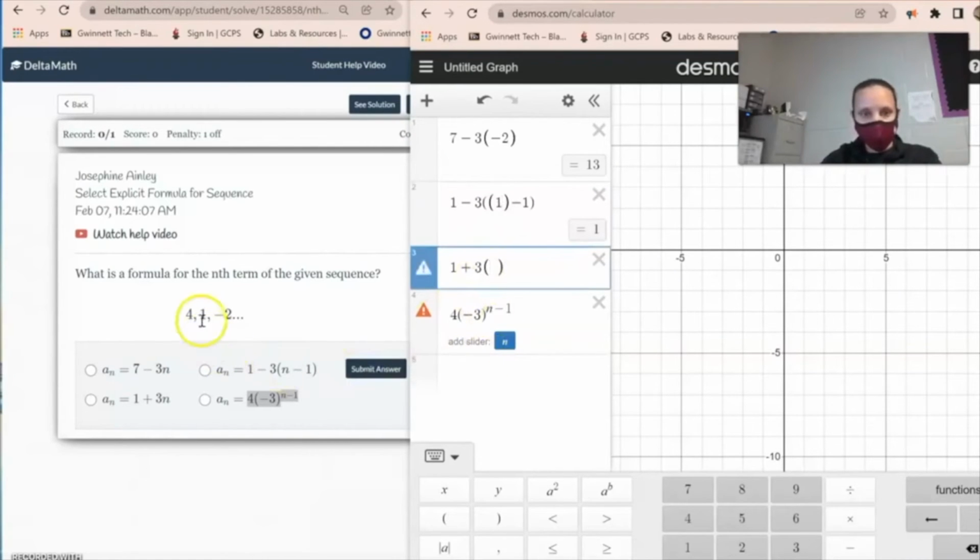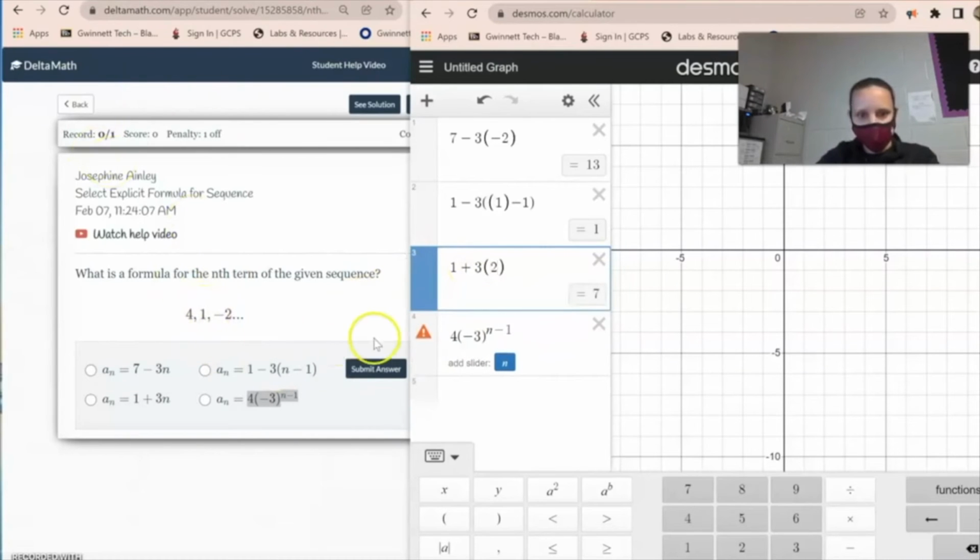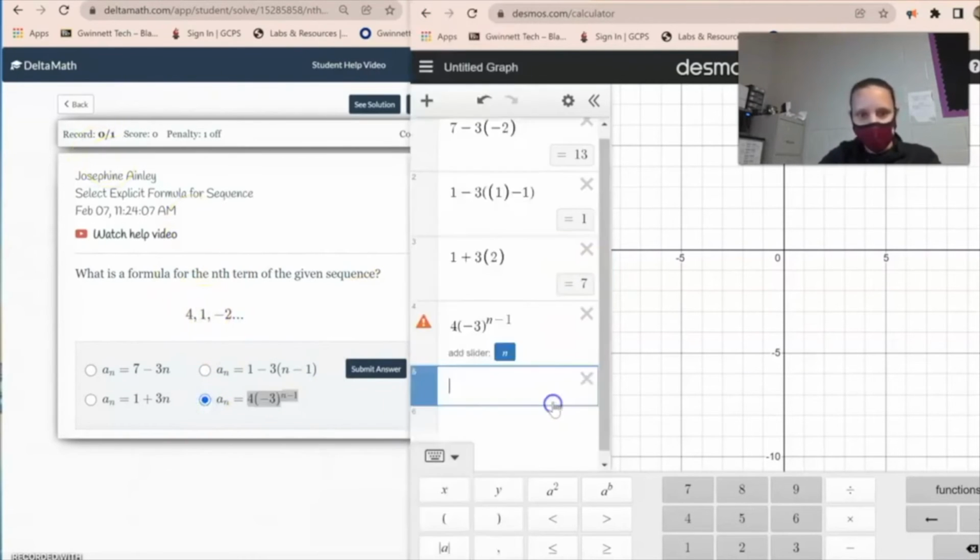Put in parentheses where n is and put in 1, 2, and 3, and do I get these numbers? So 1, do I get 4? I do. 2, do I get, no, I need to get 1, not 7. So the answer must be this last one. But I'm going to check.